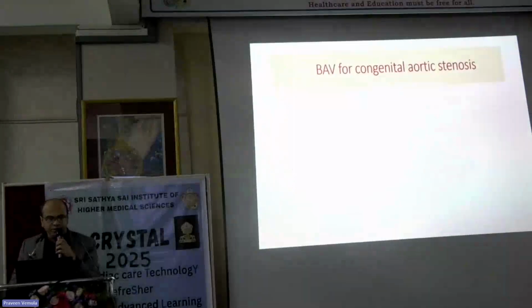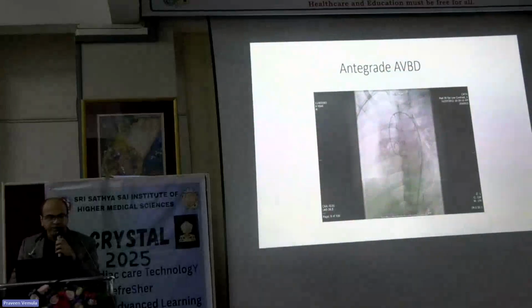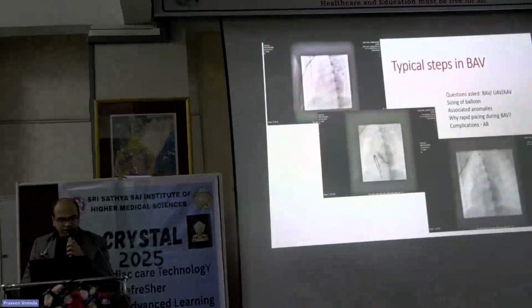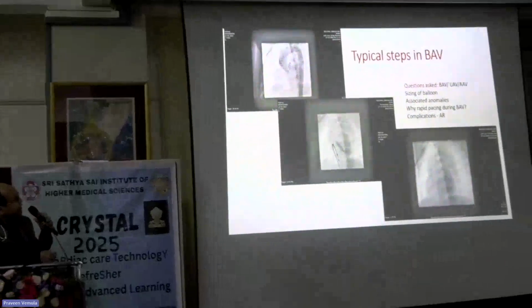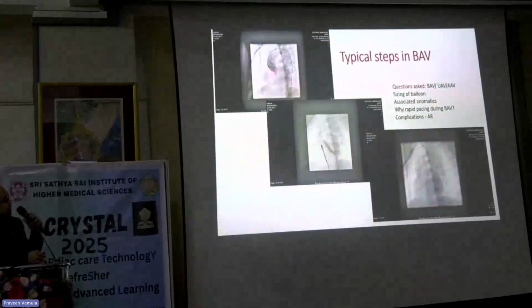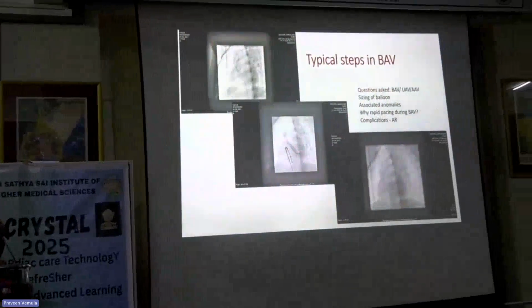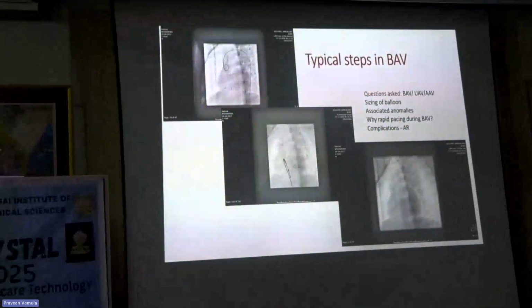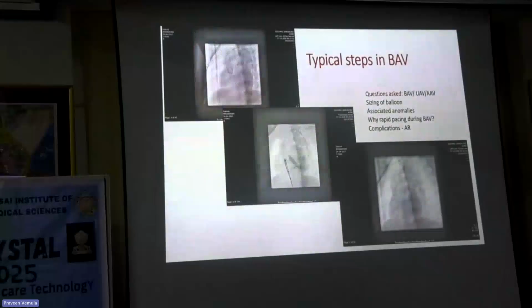What else is important here? This is the typical steps in a BAV. Sorry, it's not playing. Yeah. So the first step is to define that. Number one, you have seen the doming valve there, right? Then you pass the wire across it. This is the retrograde wire, it has gone, and you just open up with a balloon, and then you take an aortic shot again to rule out any aortic regurgitation.